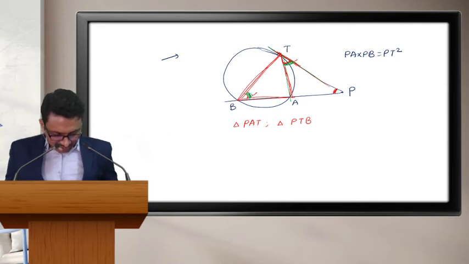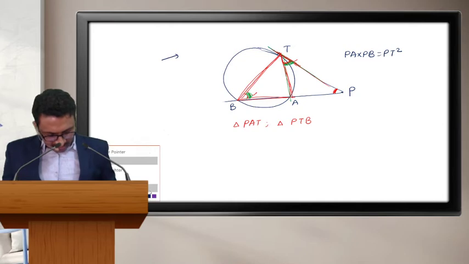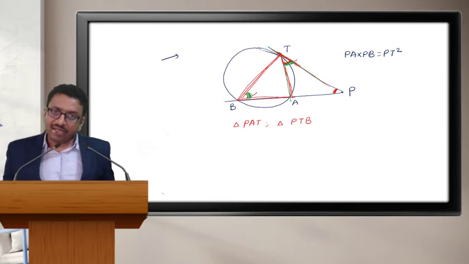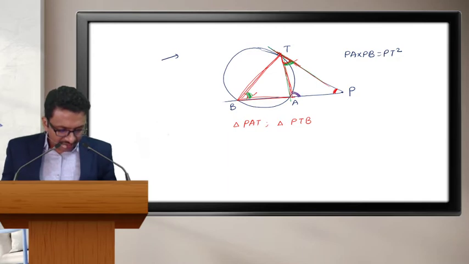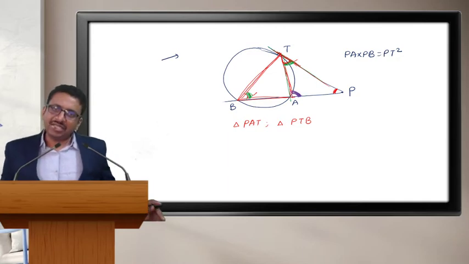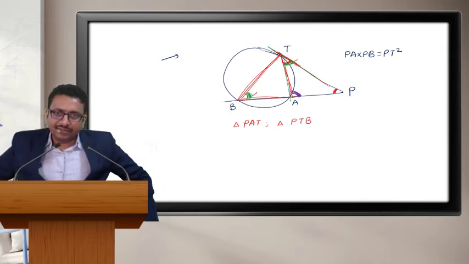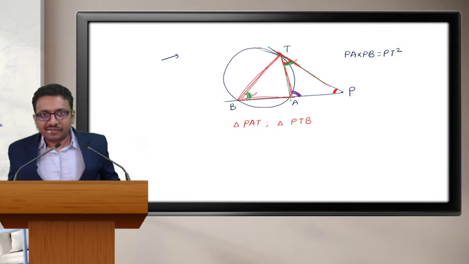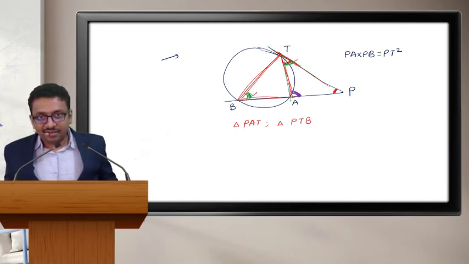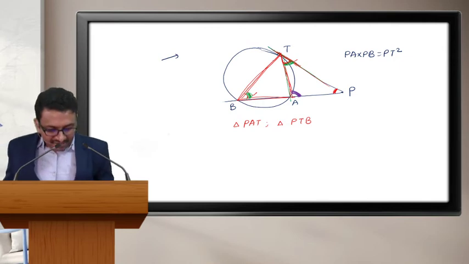P is common, okay? And the remaining angle should be equal, yes or no? So this purple angle will be equal to which angle? Take a careful look and tell me, the purple angle will be equal to which angle? Angle PTB. Yes, it will be equal to angle PTB.